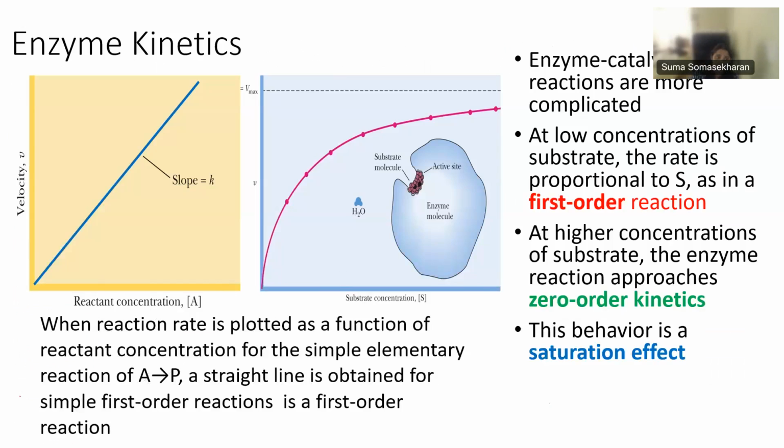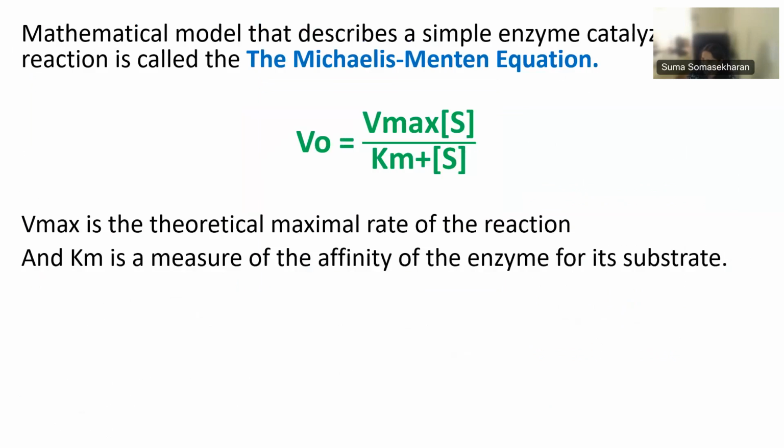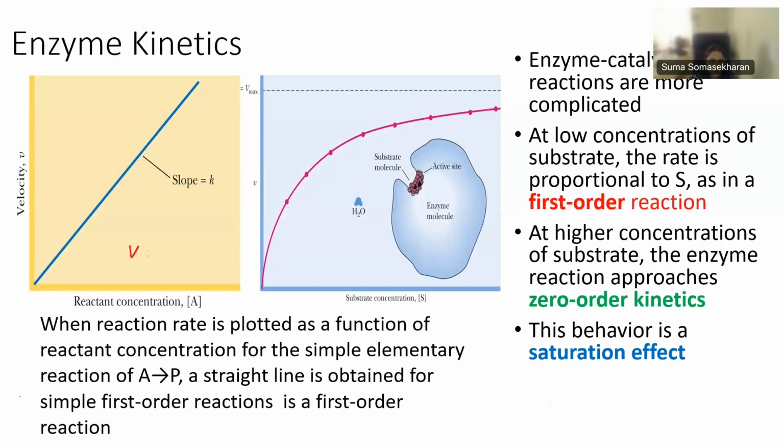When we plot the velocity versus reactant concentration, we get a straight line relationship where the slope is equal to K. So the rate equation for such a reaction is velocity is equal to K multiplied by A. This is called first order kinetics. From this relationship you can see velocity is dependent on the concentration of the reactant, and as the reactant concentration increases, velocity increases.